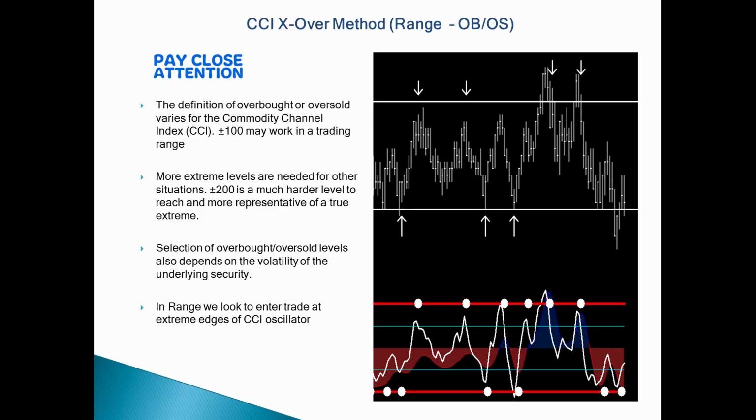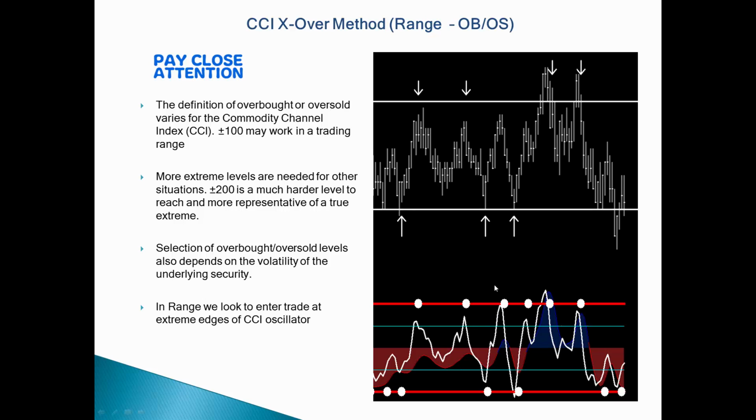In a range condition, we can do both. We can buy near the low end of the range. We can sell near the upper end of the range. And the CCI will offer us a very good indication of when that opportunity presents itself. Remember, in between the plus 100 and minus 100 zone, we want to stay away.